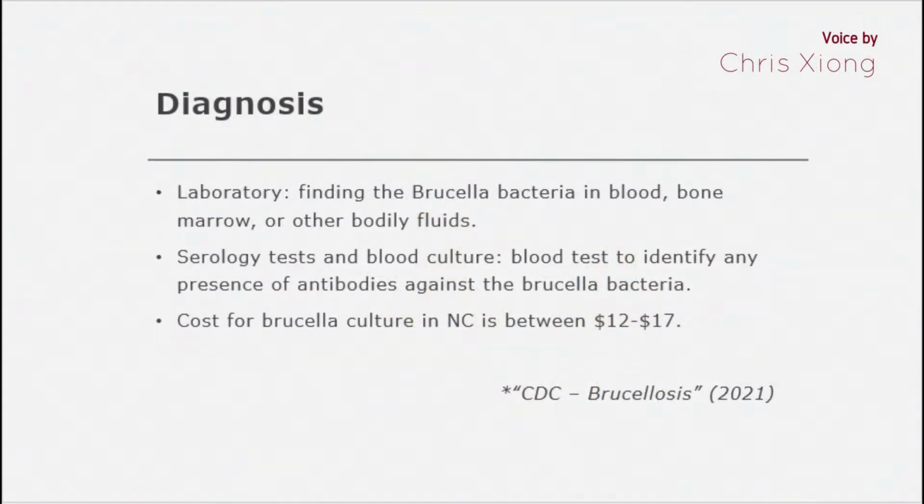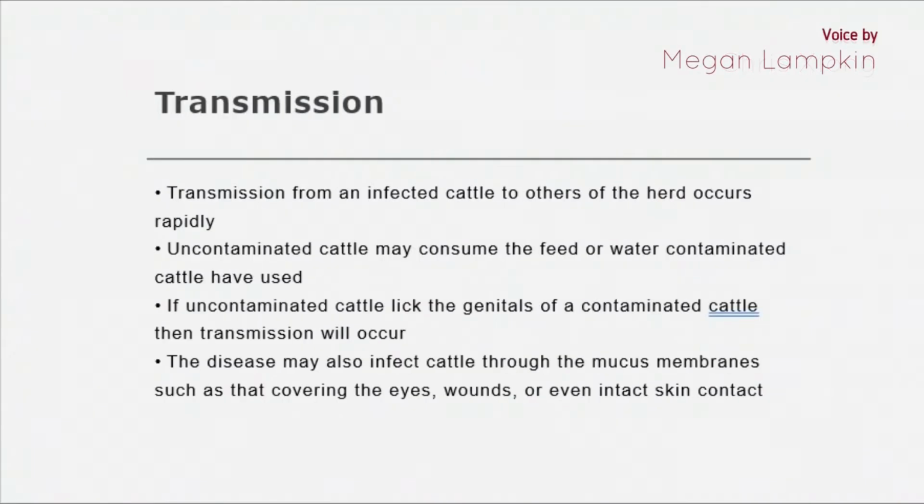When signs and symptoms of brucellosis are observed, laboratory tests are needed to determine if an animal has the Brucella bacteria. PCR tests are used to detect the Brucella bacteria from bodily fluids of the animal. Serology tests and blood cultures are also used to look for any presence of antibodies against the Brucella bacteria. And then in North Carolina, the cost for a Brucella culture is between $12 and $17.